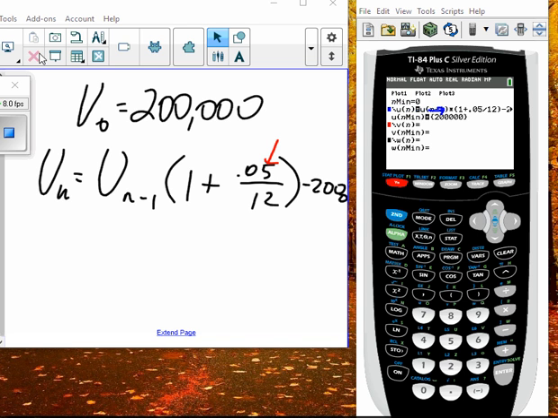But this has to be u parentheses n minus 1. Common mistake here, some kids put the capital U. It will not work. Capital U is different than lowercase u. You have to have a lowercase u. It's above the 7 key. And then I have 5% interest divided by 12. What does the divided by 12 mean?